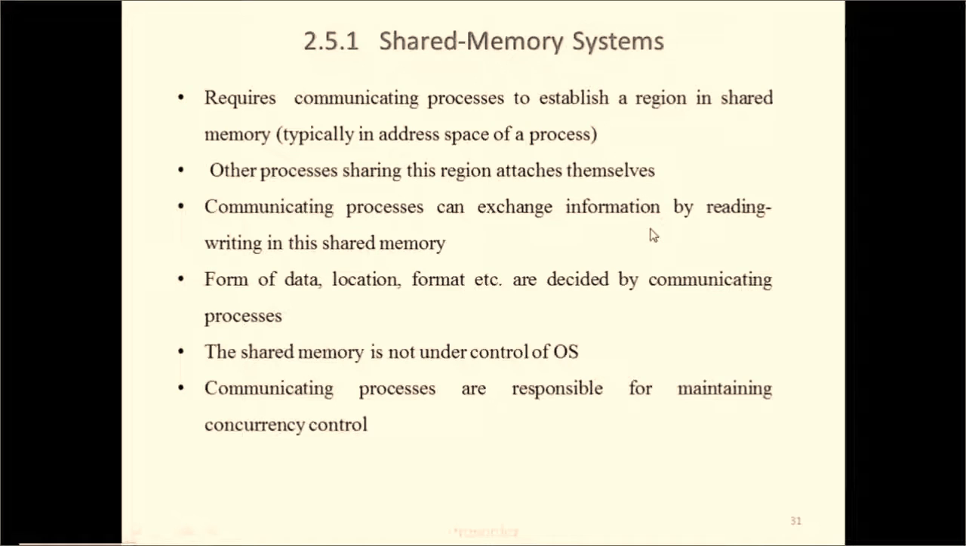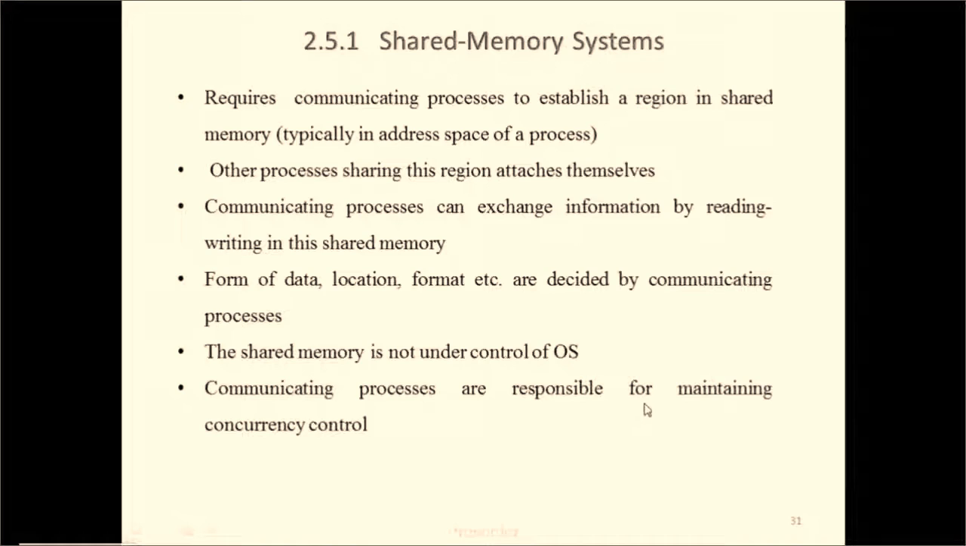Communicating processes can exchange information by reading or writing in this shared memory. The form of data, location, format, etc. are decided by the communicating processes. This is important because the operating system is not playing any role in it, and hence everything is decided by the sharing processes. The shared memory is not under the control of the operating system. The operating system doesn't have to do anything with this shared memory.